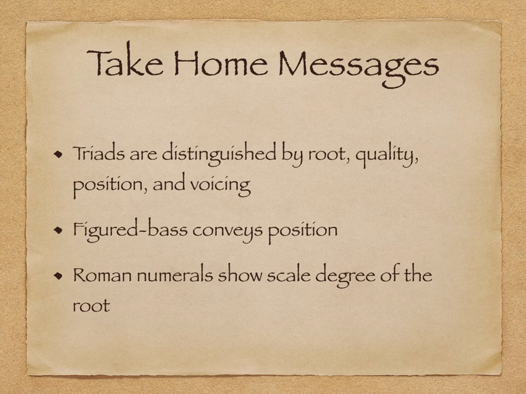In this video on triads, we learned that they are distinguished by 4 separate characteristics: their root, quality, which could be major, minor, diminished, or augmented; their position, which could be root position, first inversion, second inversion; and their voicing. 2 important elements for analysis are figured bass, which conveys the position of the triad, and Roman numerals, which show the scale degree of the root of the triad. We can use both symbols in conjunction to convey different information about the triad.